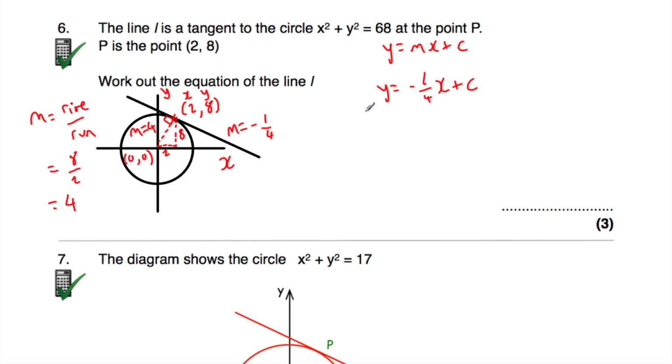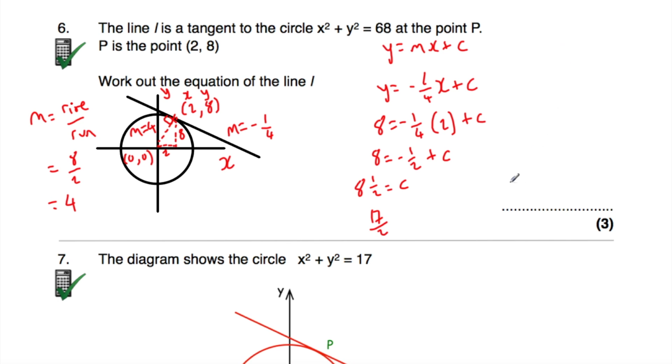So y, that's 8, is equal to minus a quarter of 2. So minus a quarter times 2, and then plus c. Minus a quarter times 2 would be minus a half. So we get that 8 is equal to minus a half plus c, and then let's add a half to both sides. If we add a half to the left hand side, we'd have 8.5, and if we add a half to the right hand side, we'd just be left with c. So we now know what c is. c is equal to 8.5, or you may have it as 17 over 2 or 8.5. All of those are fine.